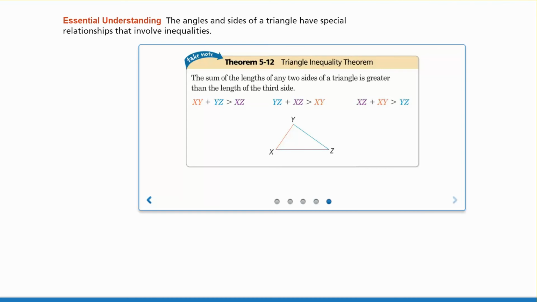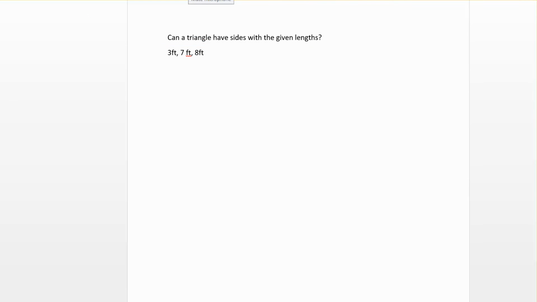Theorem 512, the triangle inequality theorem, states that the sum of the lengths of any two sides of a triangle has to be greater than the length of the third side. There's an important word: greater than the length of the third side. Let's put this to application. The question is, can a triangle have sides with the given lengths? We're given 3 foot, 7 foot, and 8 foot. Theorem 512 says the sum of the lengths of any two sides has to be greater than the third.